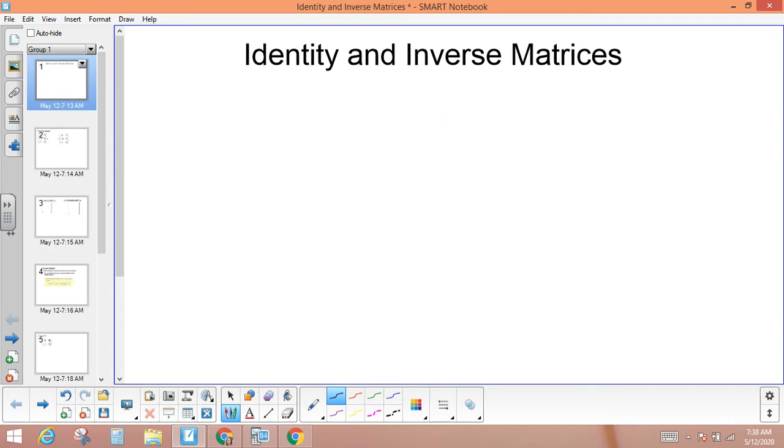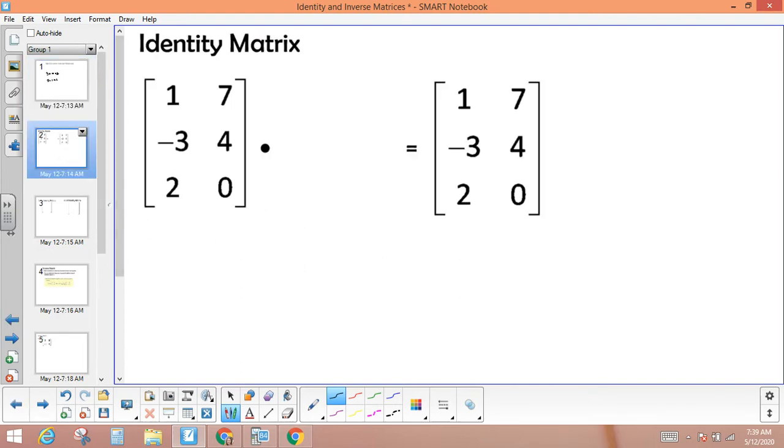If I had a 3 and I wanted to add something to it to get 3 back, then I would have to add 0. If I had a 3 and I wanted to multiply by something and get the 3 back, then I would use a 1. With matrices, we're going to have the same concept. We're going to stick with the multiplicative identity. What is it that I'm going to multiply that matrix by to get the exact same matrix back? So let's talk about that.